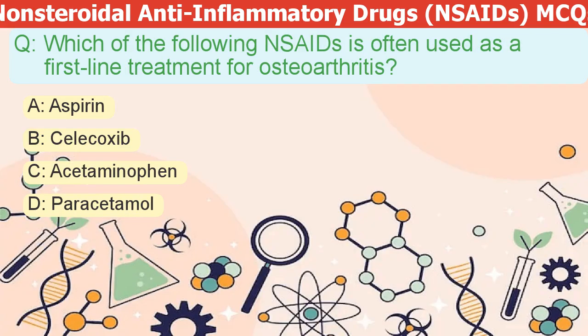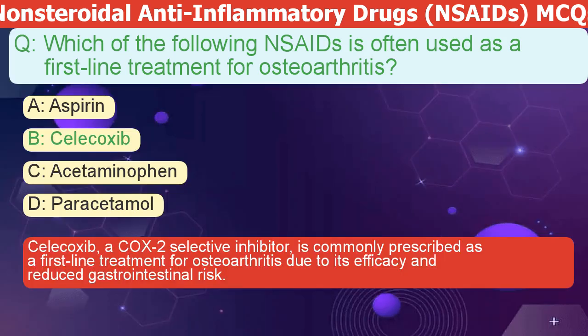Which of the following NSAIDs is often used as a first-line treatment for osteoarthritis? A. Aspirin. B. Celecoxib. C. Acetaminophen. D. Paracetamol. The correct answer is B. Celecoxib, a COX-2 selective inhibitor, is commonly prescribed as a first-line treatment for osteoarthritis due to its efficacy and reduced gastrointestinal risk.